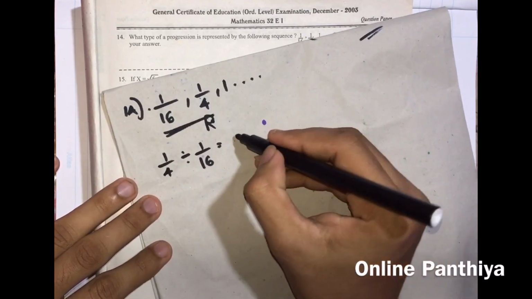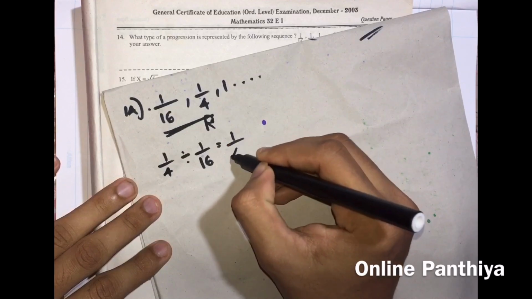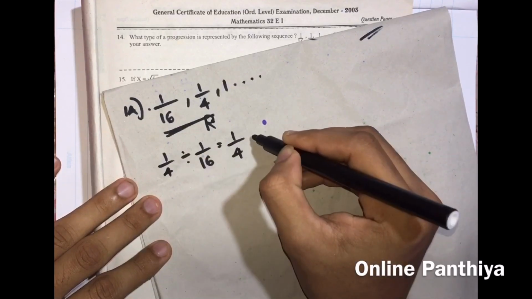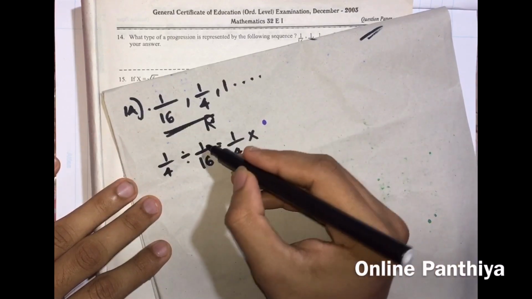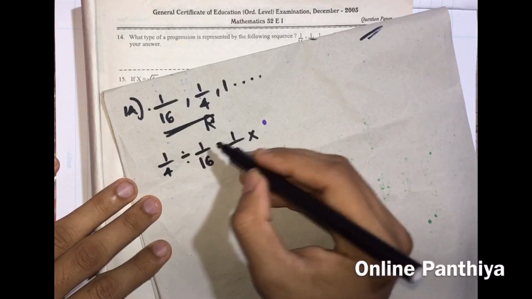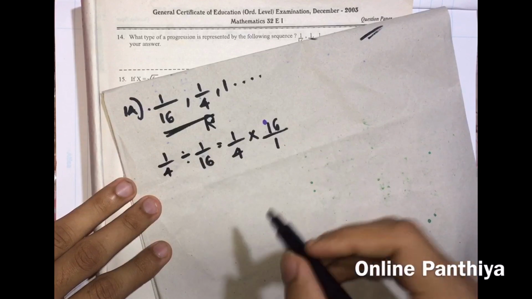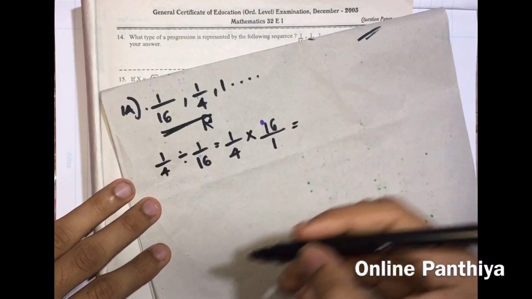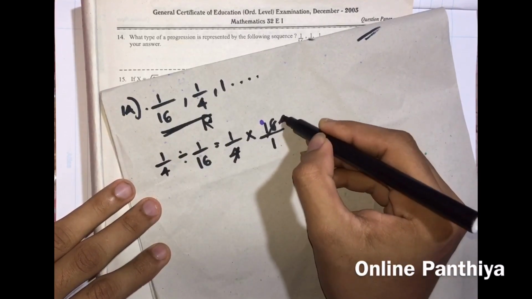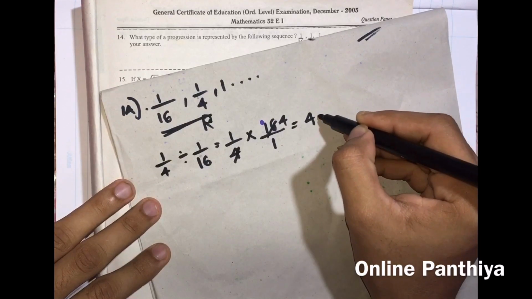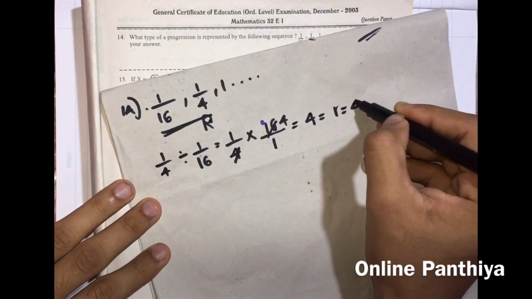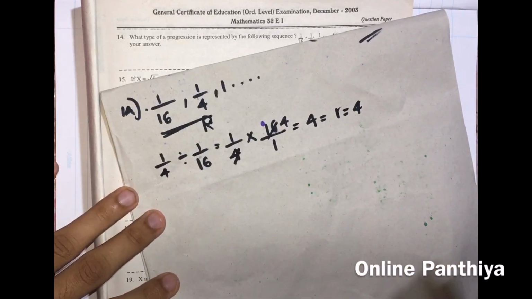People make mistakes here, okay? Observe, 1 over 4 division becomes multiplication, and you take the reciprocal of 1 over 16. Reciprocal means you interchange the numerator and the denominator. Now solve. What is the answer? The answer is 4. That means the common ratio is equal to 4. So the common ratio comes in.